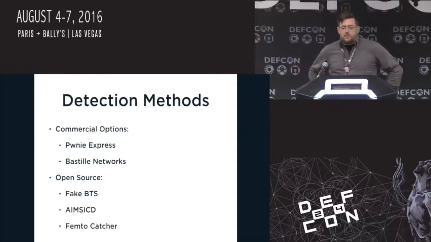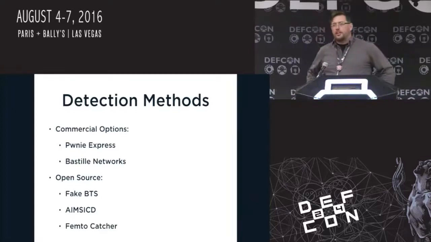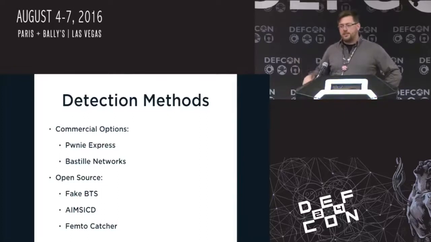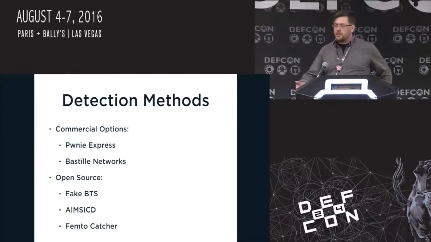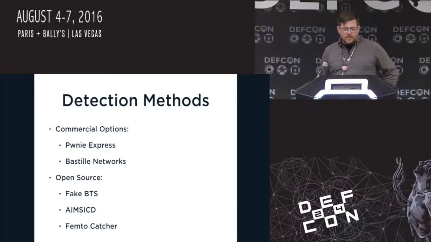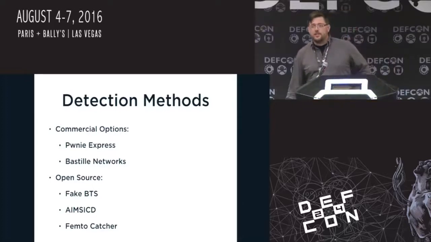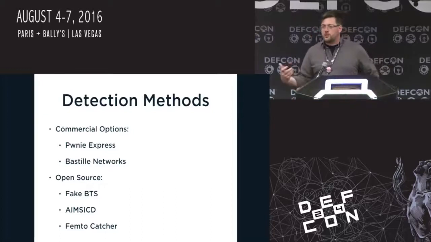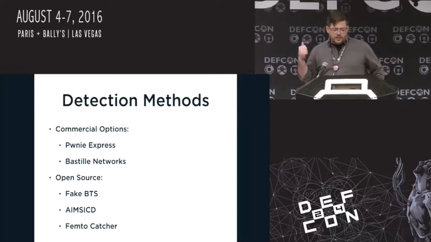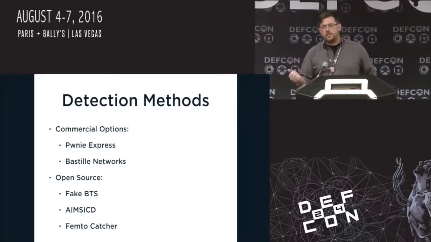So, current detection methods. Both Pony Express and Bastille Networks have an offering of which this is a subset. Open source options: Fake BTS is a really cool project. It served as the original inspiration for this. It's a collection of shell scripts that use Wireshark, AirProbe and calibrate to make a determination as to whether or not you have malicious nearby cells. The Android IMSI catcher detector is software that you install on your phone itself, and it interacts with your cell phone's radio to determine if there's any sort of anomalous behavior. And FemtoCatcher is very close in function to the Android IMSI catcher detector, but it's specifically for catching femtocells, and it's really only effective for phones on Verizon Wireless's network.